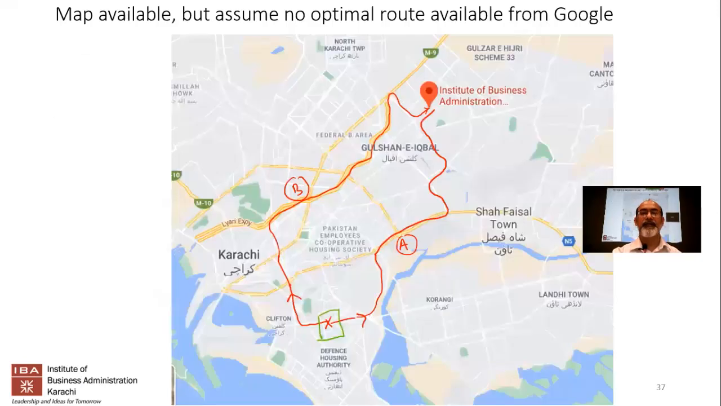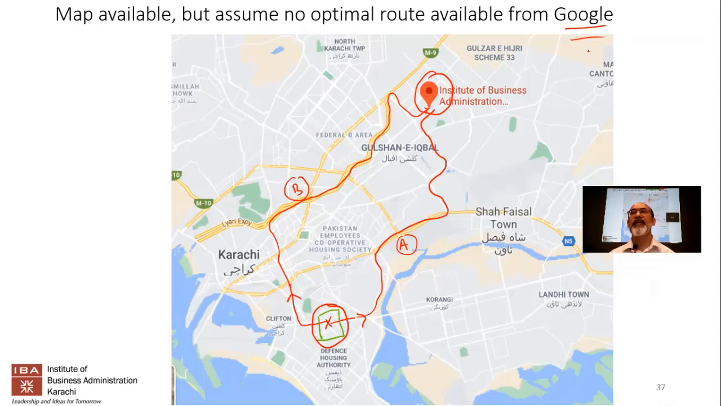Okay, and you can practice this as well, but I have some more complex examples that I'm not going to go over. So now let's think about some real world problems, okay? And in these real world problems, sometimes you actually have more information, okay? So here's a problem. This is where you live, right here in Defence, okay? You have to get to IBA. And let's assume for the time being that Google does not give you the optimal route, okay?